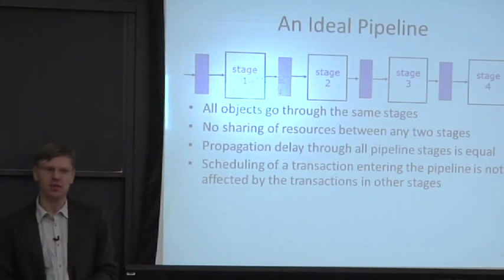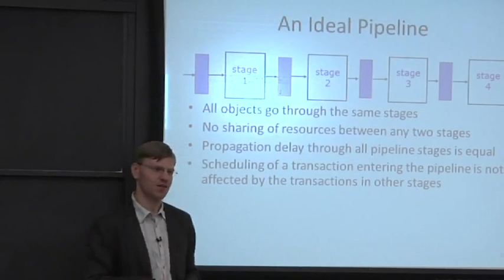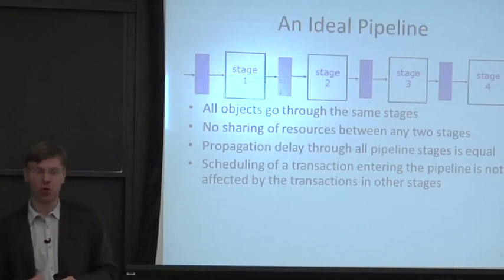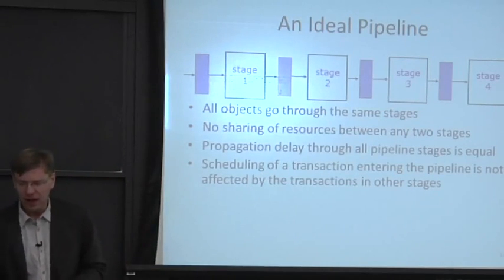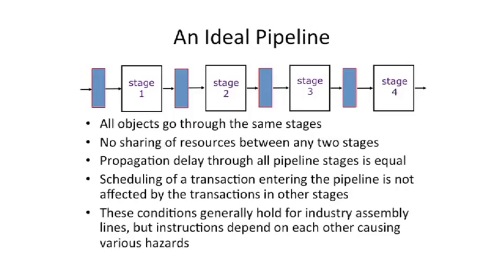The propagation delay between all the different stages should be the same. So the time taken for stage 1 should be the same as stage 2, the same as stage 3, which is the same as stage 4 in an idealized pipeline. And finally, the scheduling of an operation or a transaction or an object going down the pipeline should not be affected by what's currently in the pipeline. These conditions actually hold true for most assembly lines in plants where people build cars or something like that.